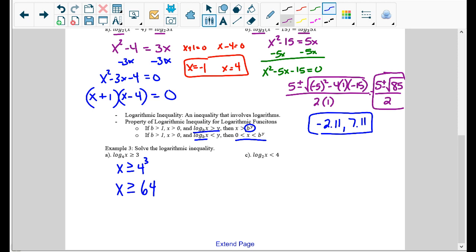The second one, I'm going to look at my second bullet point. Log base 2 of x is less than 4. So again, I'm looking at this. So 0 is less than x, which is less than 2 to the exponent of 4. So I can simplify that. x is greater than 0, and 2 to the 4th power gives me 16, so x is less than 16.